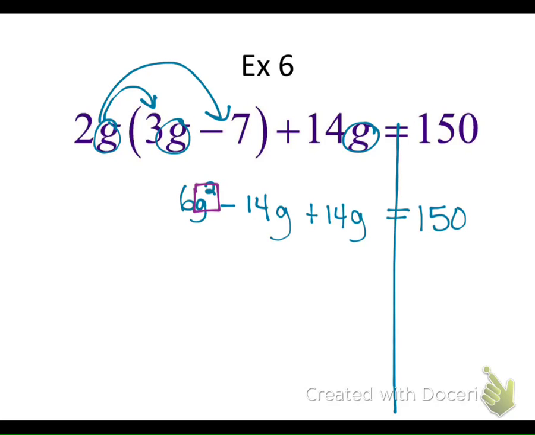Well, I'm going to do that by combining like terms. Well, my like terms here are what? Negative 14g and plus 14g. What's going to happen with those? What's negative 14 plus 14? It'll be 0. Yeah, so they basically just cancel each other out, right? You have 0g. So I'm just going to cancel that out. And just for the sake of making my work look a little bit neater, I'm going to go ahead and bring down the 6g squared equals 150.